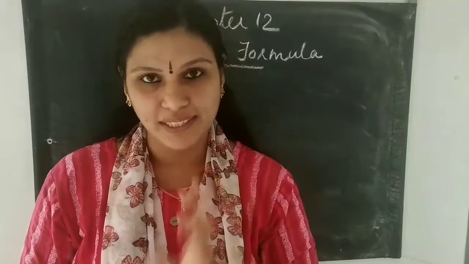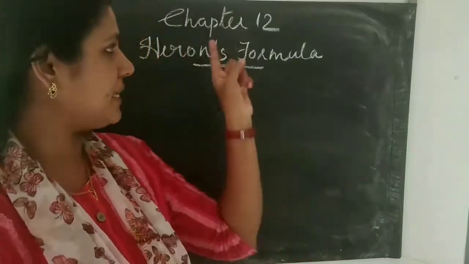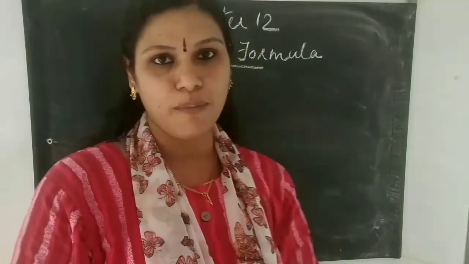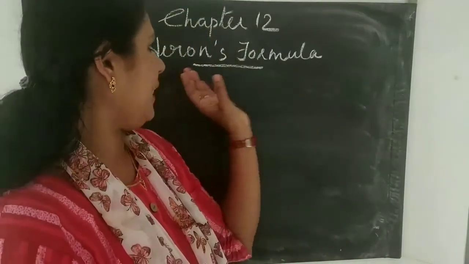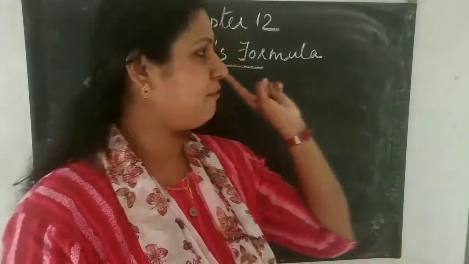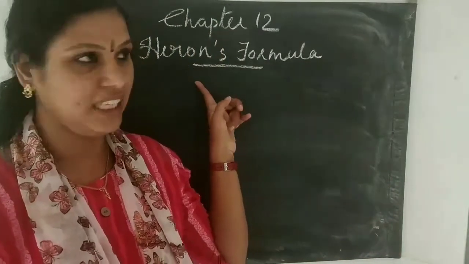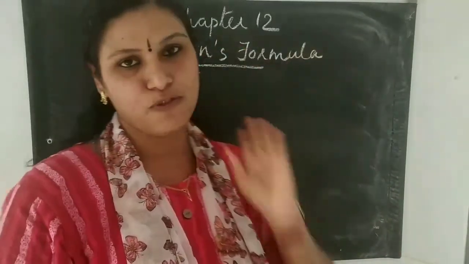Today we are going to start a new chapter, that is chapter 12, Heron's formula. Okay, Heron is a famous mathematician. He derived a formula, that is Heron's formula.